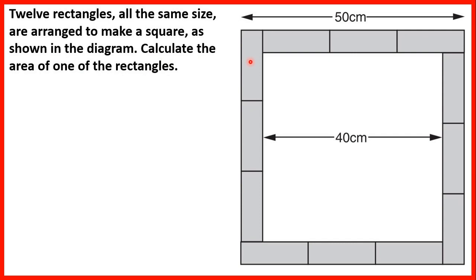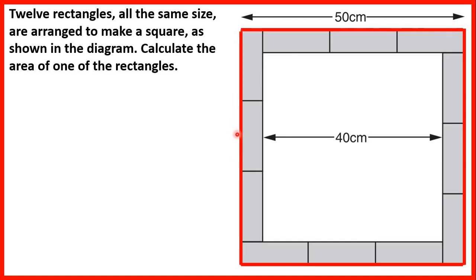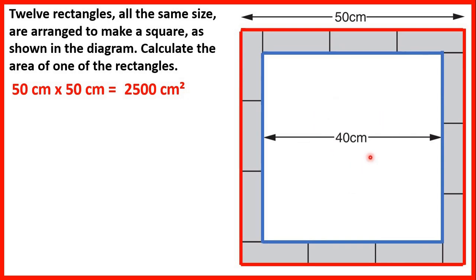So the area of a shape is the amount of space that it takes up, or the amount of stuff that's inside a shape. And we can find the area by first working out the area of the larger square. So working out 50 times 50, that gives us 2,500. And then we can work out the area of this smaller square that's inside by working out 40 times 40.